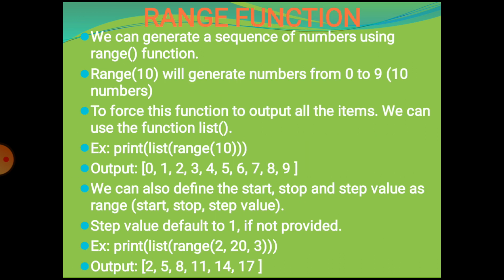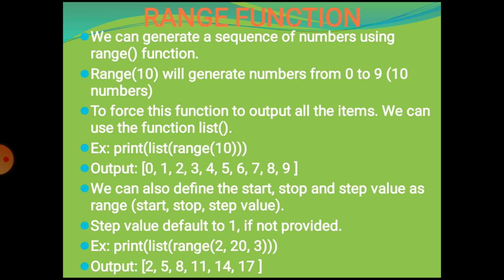The range function is very important for for loops. We can generate a sequence of numbers using the range function. range(10) will generate the numbers from 0 to 9. Here are the 10 numbers. To force this function to output all the items, we can use the function list. One example is print(list(range(10))), and it will display output like this.